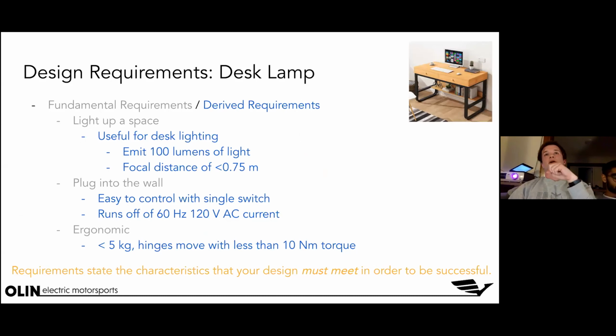You can't leave it with just these fundamental requirements. You have to put more thought into it and come up with derived requirements, which have specific numbers and specific metrics that you can measure on your final design to determine whether or not it has succeeded.